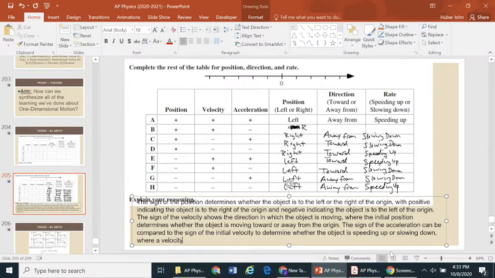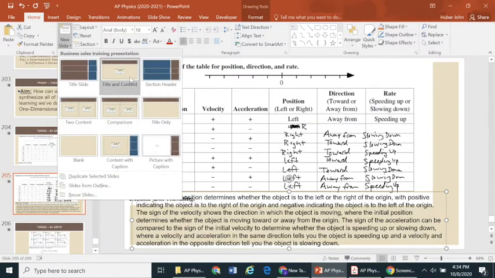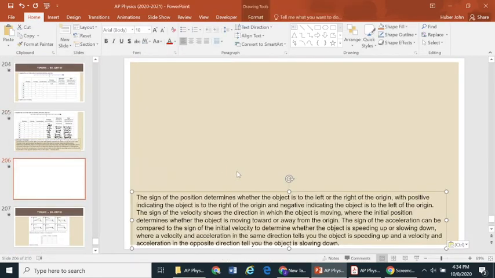Where a velocity and acceleration in the same direction tells you the object is speeding up, and a velocity and acceleration in the opposite direction tell you the object is slowing down. It took up a little more space than I thought it would, so I'm just going to go ahead and drop that here.